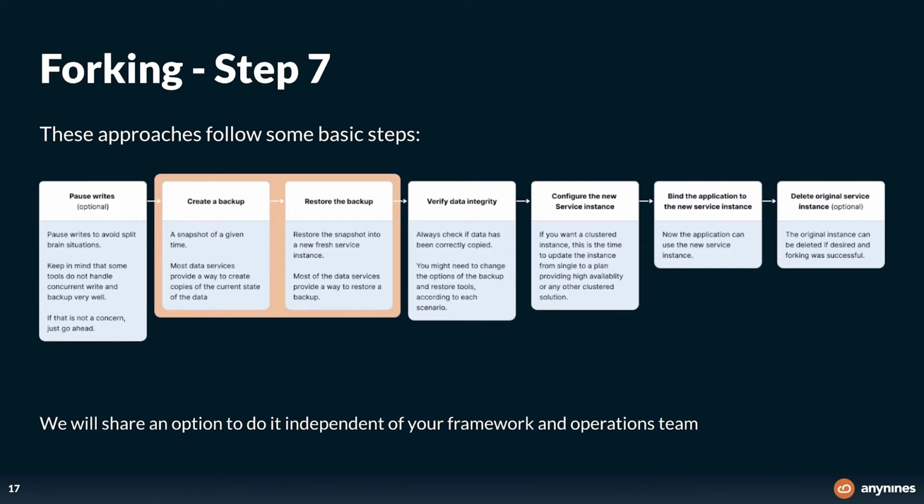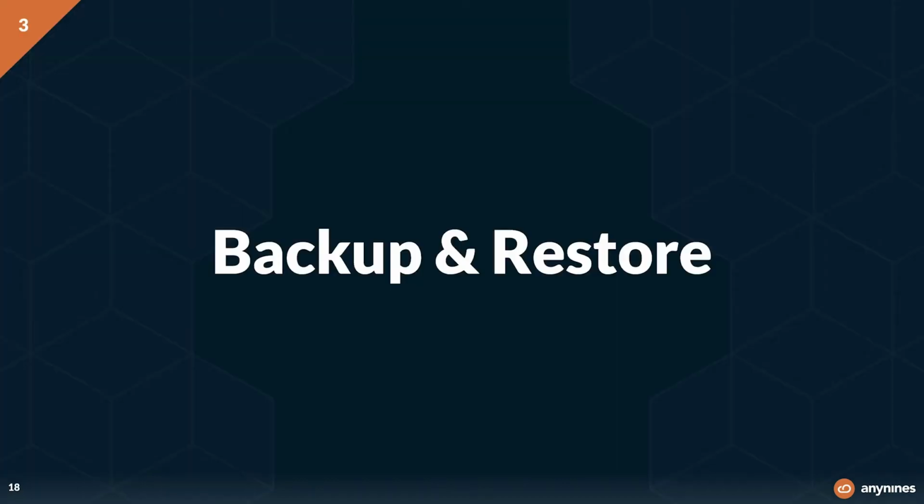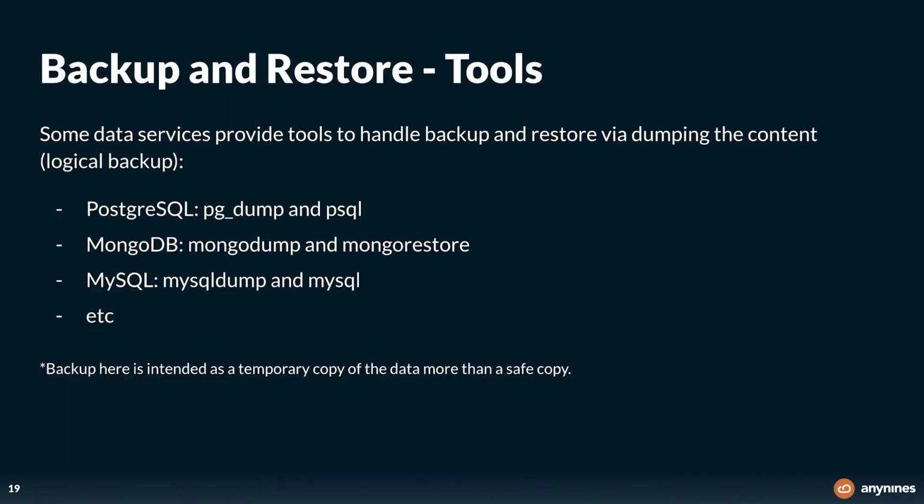We'll explore a little bit more these steps, what are the complications and how to get it done. Most of the data services provide the tools to create backup and to restore. The backup is created by dumping the content that can be streamed either to a file or stdout. PostgreSQL, for example, has pg_dump to dump the content of a database and psql to restore the dump into a fresh database, so we can take advantage of that. In the same line, MongoDB has mongodump and mongorestore, and MySQL has mysqldump and mysql.